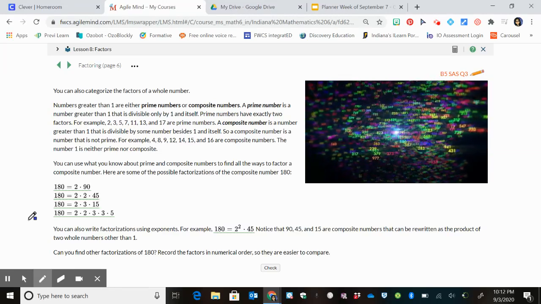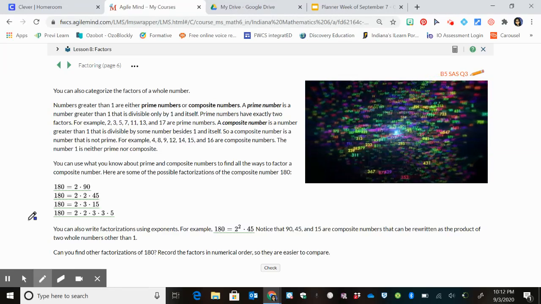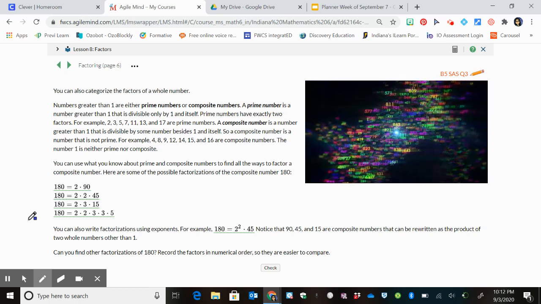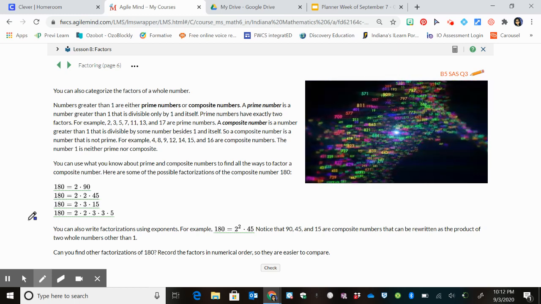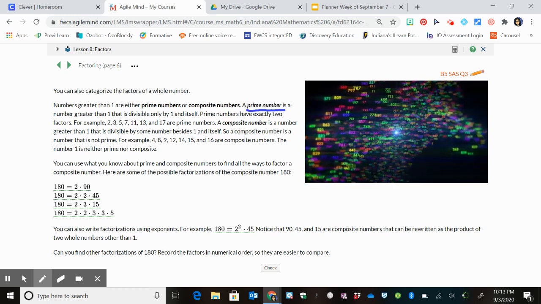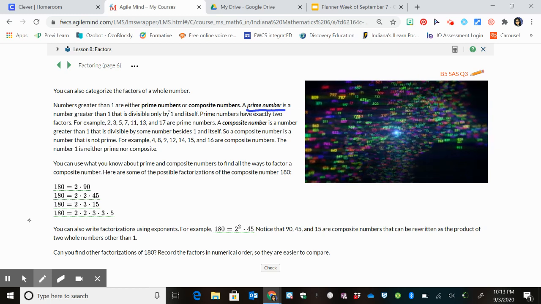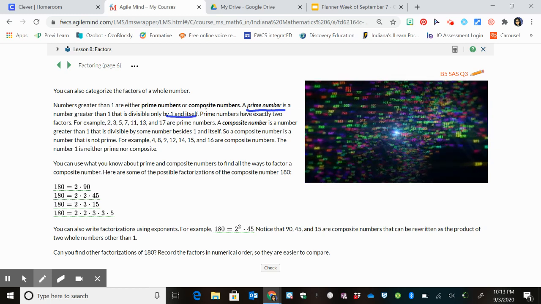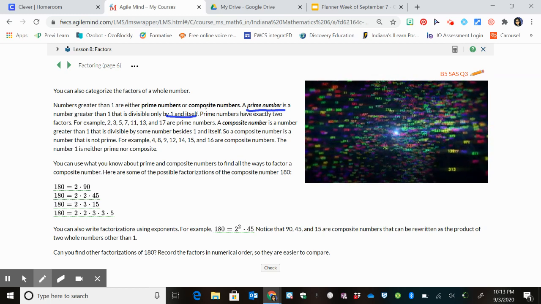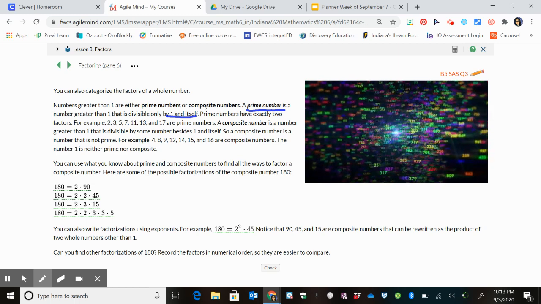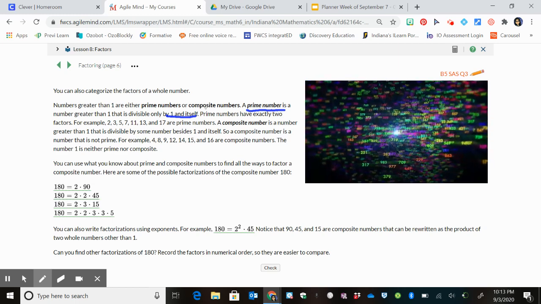You can also categorize the factors of a whole number. Numbers greater than 1 are either prime numbers or composite numbers. A prime number is a number greater than 1 that is divisible only by 1 and itself. Prime numbers have exactly 2 factors. For example, 2, 3, 5, 7, 11, 13, and 17 are prime numbers.